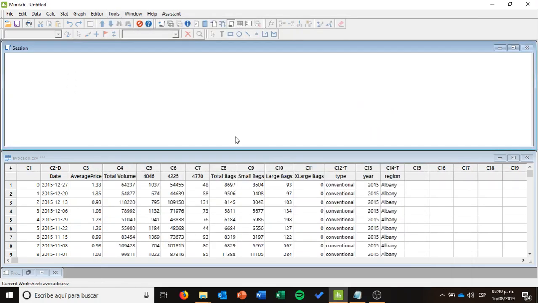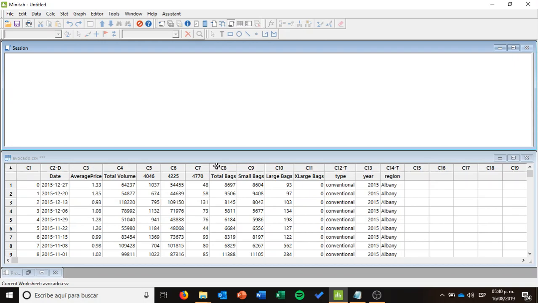As you can see, I already have the database here in Minitab. It has several columns. The first one is nothing but an index, then a date stamp telling us the date on which the average price and all the rest of the information was captured, the average price of one single avocado piece, and the total volume of avocado pieces sold. These are the number of avocados that were sold according to a particular index. In this case, these are small avocados, large avocados, and extra large avocados.